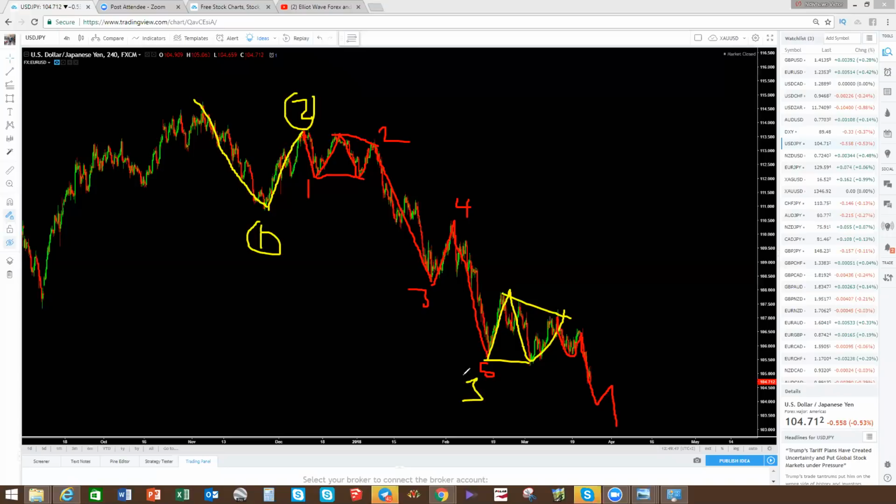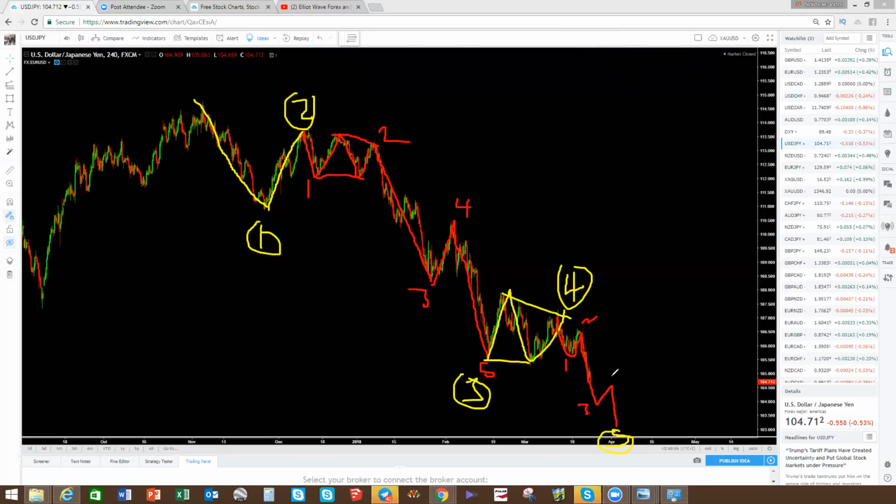3, 4, 5. This is a 5-wave move that is not forced, that follows the rules. I see a lot of 1, 2, 3, 4, 5s in corrective structures, and that is totally incorrect. That is just something that will make you lose money.